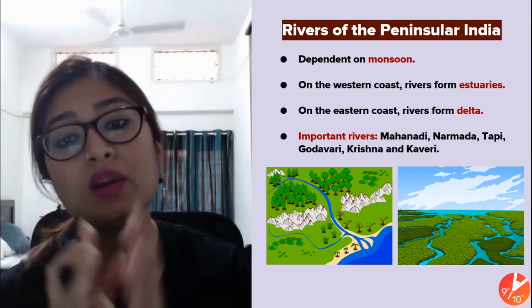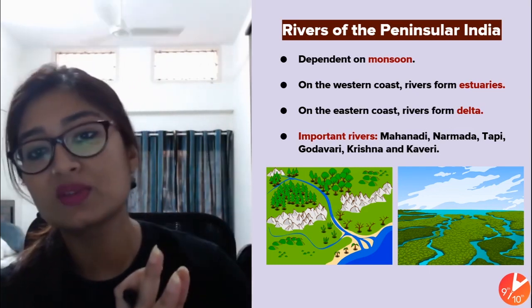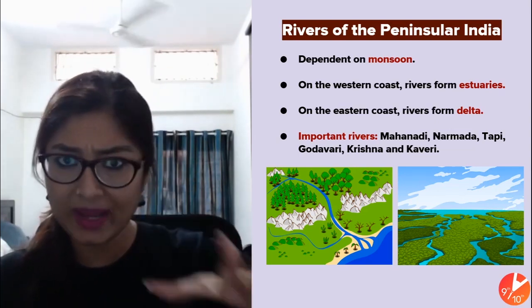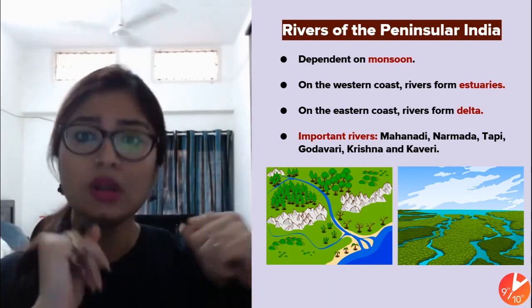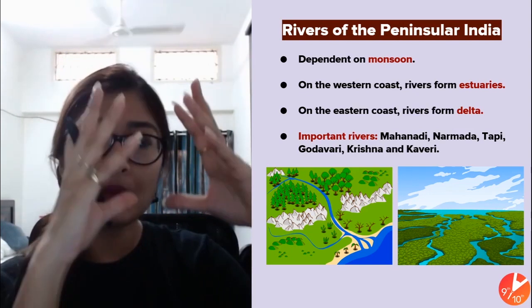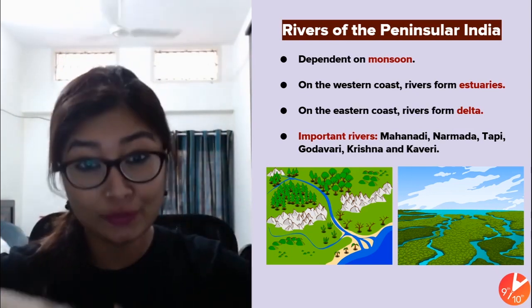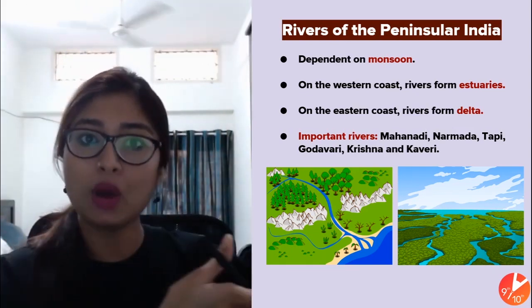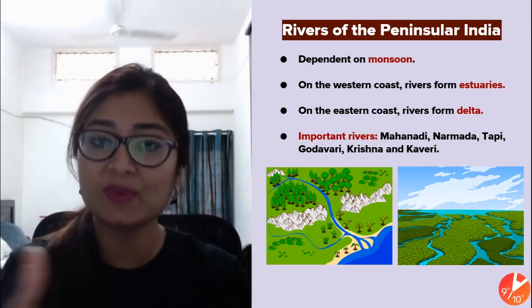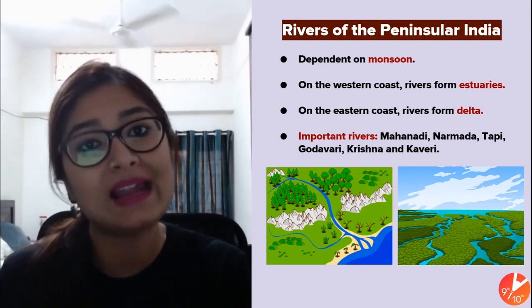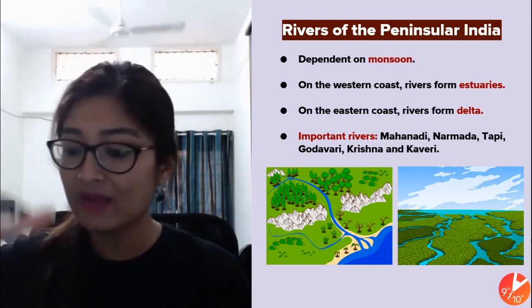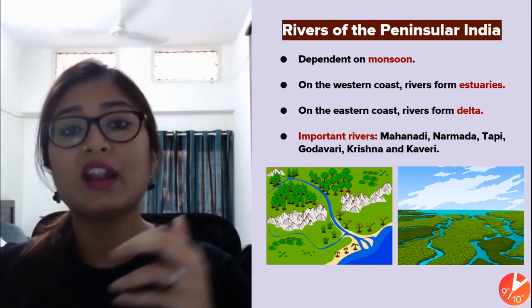Now this is a very interesting fact. On the western coast, rivers form estuaries, however on the eastern coast they form deltas. Why is that happening? On the western coast, when you move a little down in peninsular India, there are a lot of ranges of mountains, which means the rivers are not getting enough space to spread out. Right from the mountains, they are flowing down to the ocean. There's not enough space for them to form deltas. However, on the eastern side, that's not the case. They have enough space to spread out, and that's why there are more deltas.